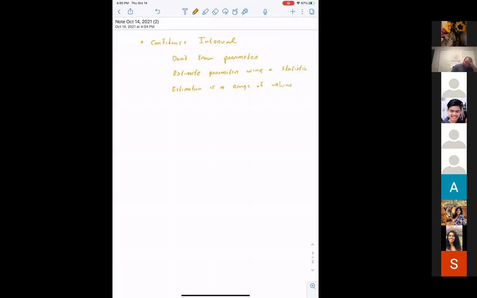And the formula that we used in our example was x bar minus z star sigma over the square root of n to x bar plus z star sigma over the square root of n. All right, so that's the idea of a confidence interval. We did that last time.